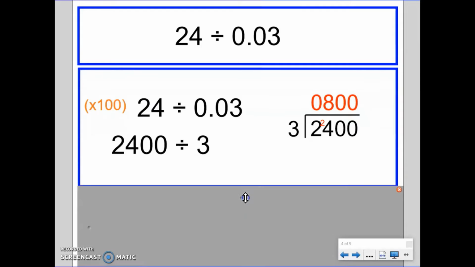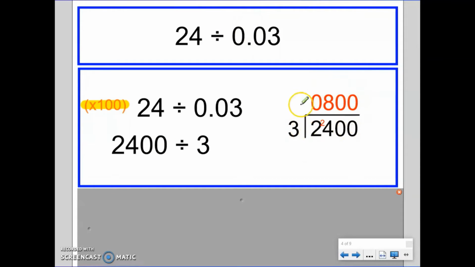Here's my working out. So here's my original question. And this time I've multiplied both parts of my question by 100. So 24 has become 2,400. And 0.03 when multiplied by 100 becomes 3. So now I'm going to go ahead and do this division. And I know that the answer to this is exactly the same answer to this.